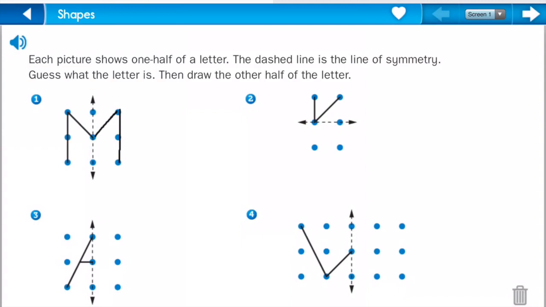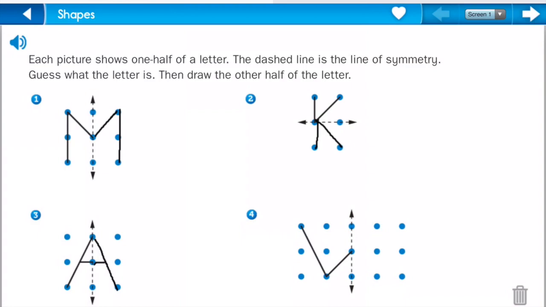So I see here the line of symmetry, it goes down, and then it goes out. What's that letter? Yes, it's a letter K. Right, so I see this one. My line goes straight down, and then it looks like that this little line goes about halfway. So I have the letter A.